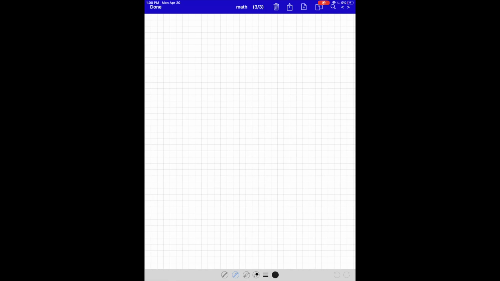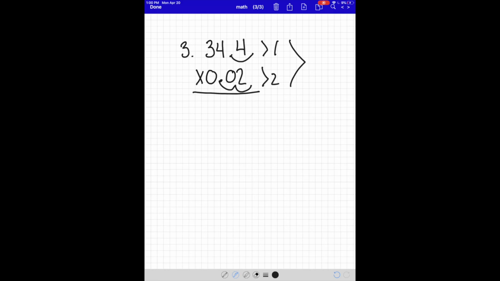Okay guys, number 3. We have 34.4 times 0.002. Count your spaces. Here we have 1. Here we have 2. So again, it's going to be 3 spaces.